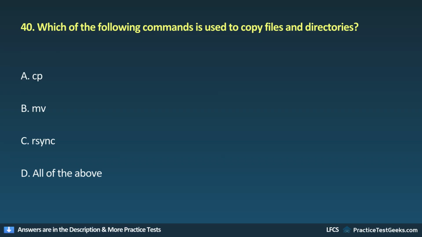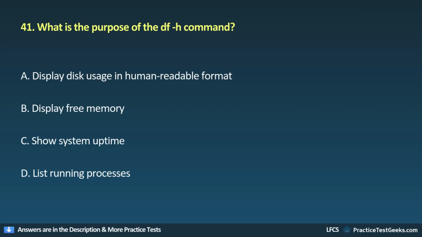C. rsync. D. All of the above. 41. What is the purpose of the df -h command? A. Display disk usage in human-readable format.